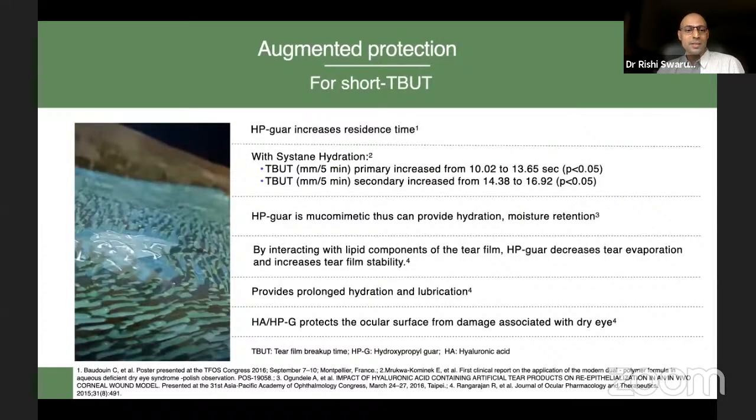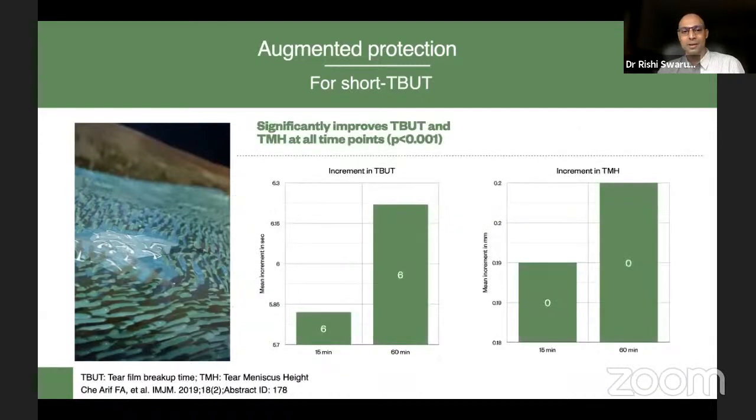Augmented protection is essentially enhancing the tear film stability because of the HP guar, which acts like a mucomimetic. So it increases the tear film stability and increases the breakup time. And because the breakup time is increased, the tears stay on the ocular surface for longer. Essentially, your evaporative dry eye component is tackled in that way. And this has been amply documented by several studies, including this one.